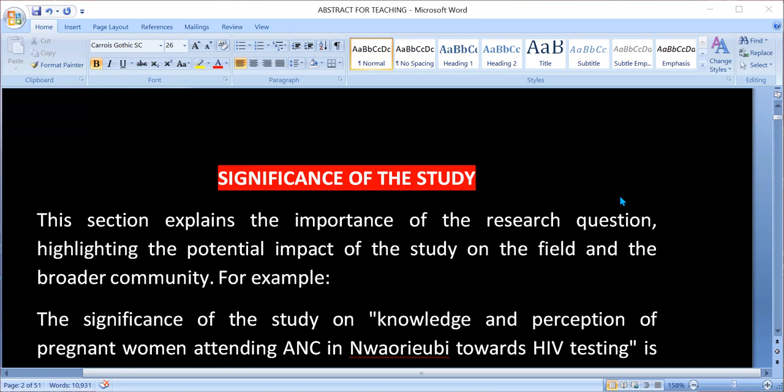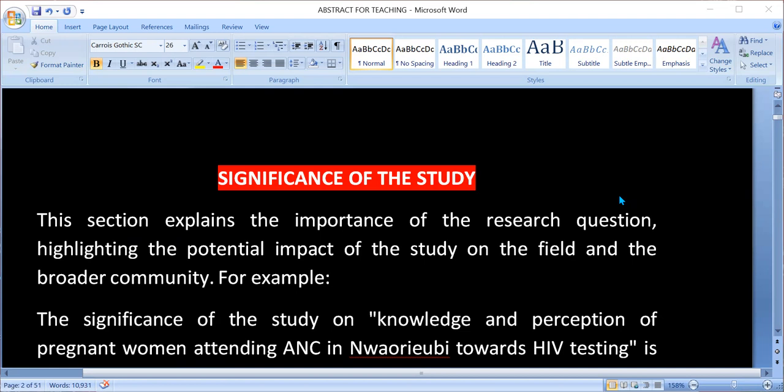Now, this section explains the importance of the research question, highlighting the potential impact of the study on the field and broader community. Significance of the study tries to justify the reason for each of the objectives. Let's say you want to look at the knowledge and attitude of pregnant women towards antenatal care. Now, you want to tell the people who care to look into your research that it's of importance that you go into this study.